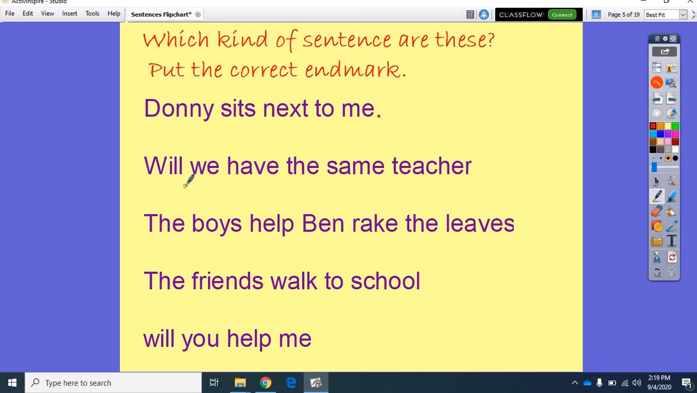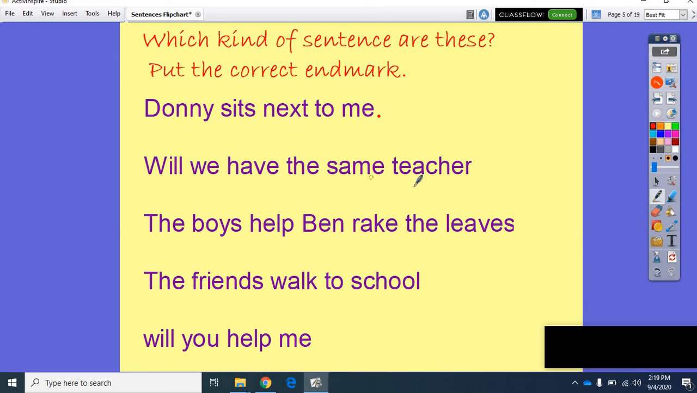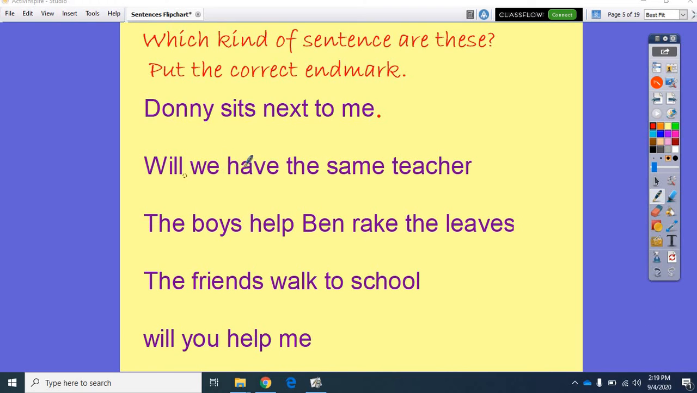All right, what about the second one? Will we have the same teacher? Think about that one before you say anything. Will we have the same teacher? That sounds like it needs an answer, doesn't it? They want somebody to talk back to them. So if it's looking for an answer, it must be a question. Yeah, ooh, that's a messy question mark, but there we go. It's a question, and it needs one of those question marks.